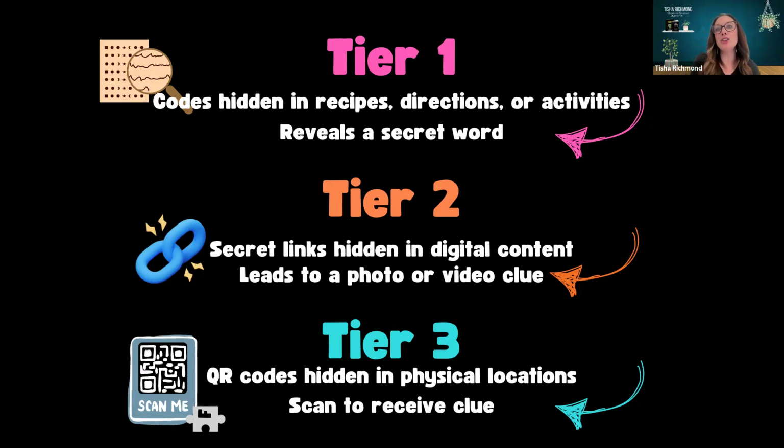And then the third tier would be QR codes that you hide in physical locations. So maybe they open up a cupboard or they look on the bulletin board and there's just a random QR code there for them to scan. You could hide them in digital locations as well, but maybe when they scan it, it's going to open up a clue. So think about that layering. What are ways that we could layer these clues in tiers within a unit?